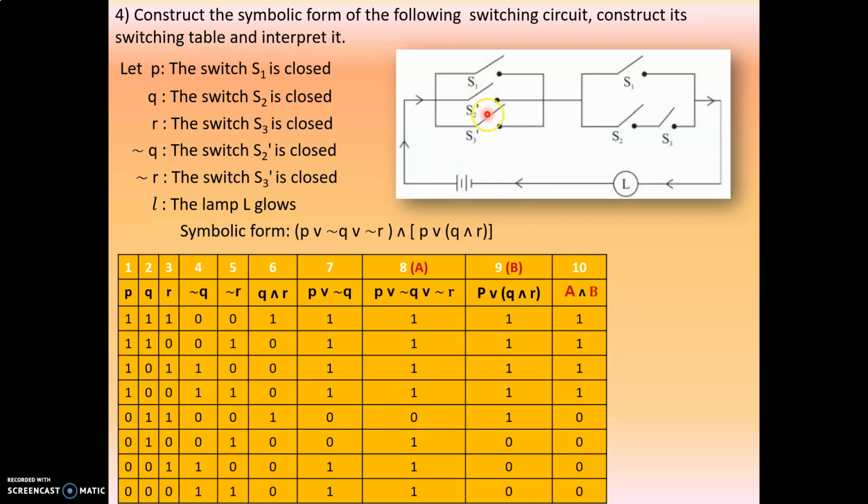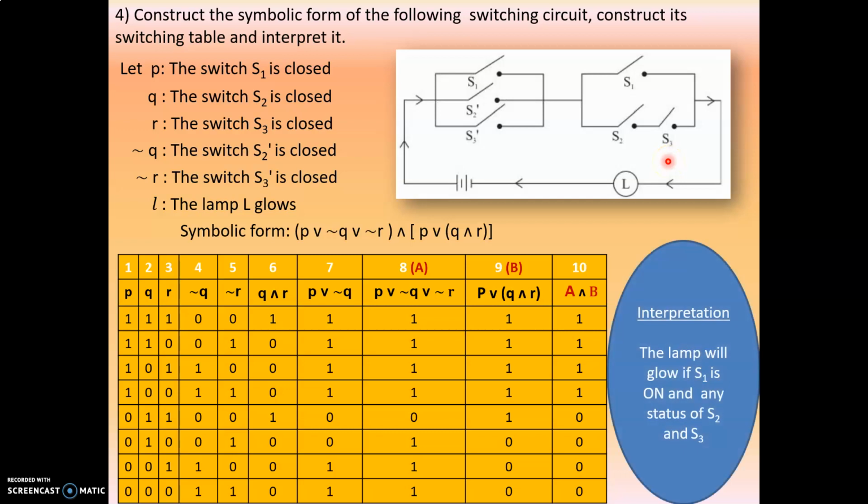So in this circuit you can see if S2 dash, S3 dash are not closed and S2, S3 are not closed, but only the S1 switch is closed like this, the current will flow like this, then again S1 is closed here again, then definitely the current will flow and the light L glows. So you can write the interpretation like this: the lamp will glow if S1 is on, for any status of S2, S3. So we don't need to worry about S2, S3, S2 dash, S3 dash in this one. If only the S1 switches are closed, then the current will flow.